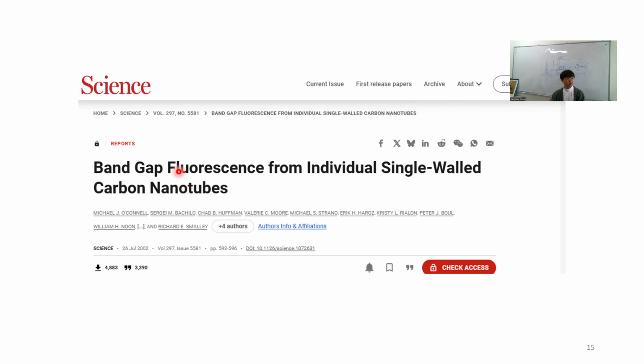And they could start to measure the band gap fluorescence of the individual carbon nanotubes. There are some familiar names: Mike Connell, Sergei Bachilo, and Michael Strano are also there. And there is also Hauge, and Bruce is there, and Richard Smalley was there. They collaborated before.